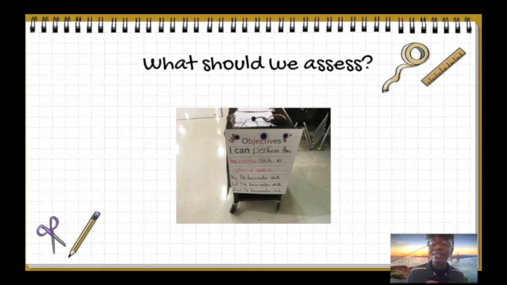So my objective says I can perform locomotor skills in general space. For kindergarten, I want them to be able to do 4 of the 8. Now I do still teach all 8, but I let them know which 4 I'm going to be watching for when I assess them. And that's how I do this.